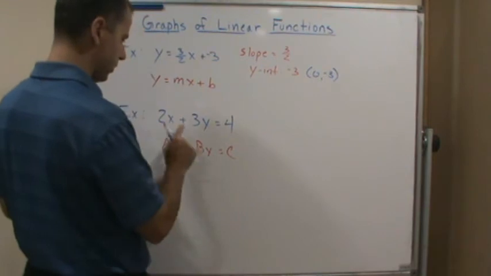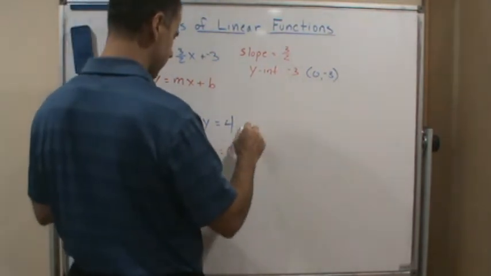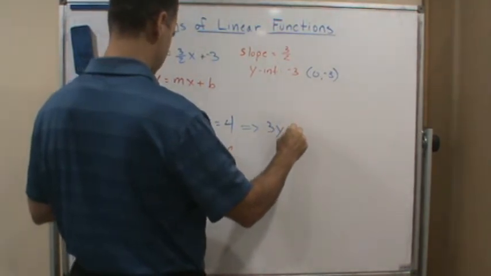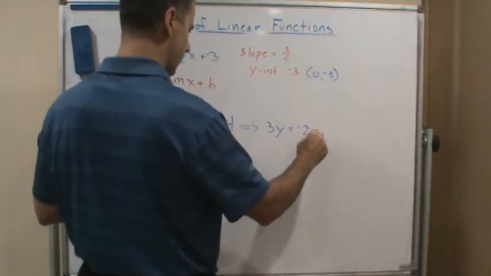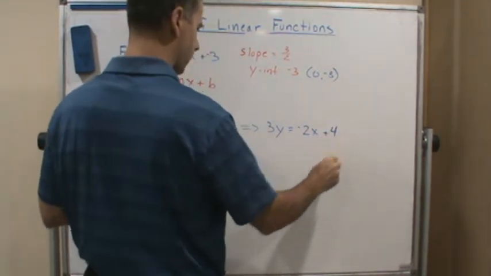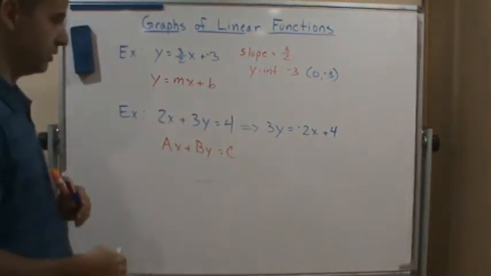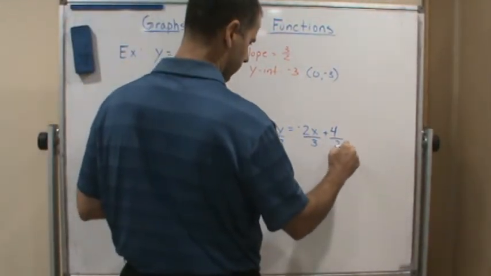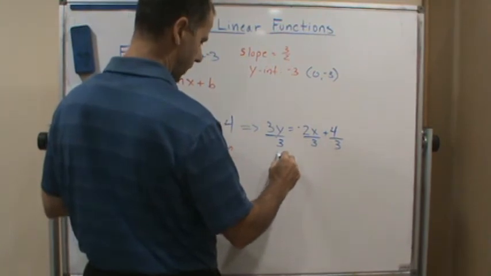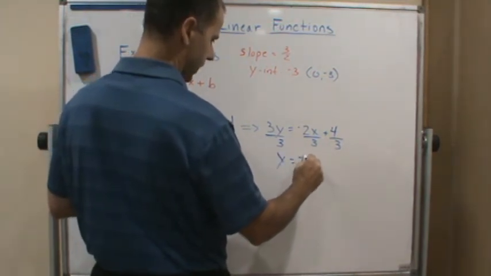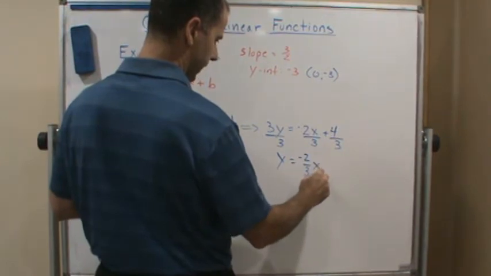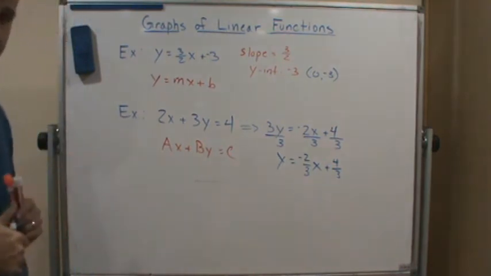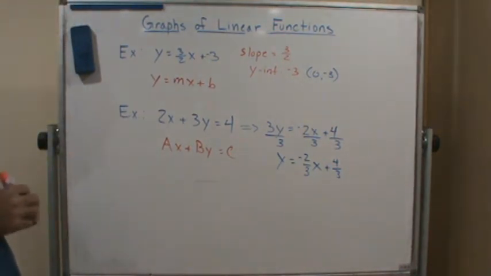So I'm going to move the x over here, so I'm going to subtract 2x from both sides. If I do that, I get 3y equals -2x plus 4. And now all I have to do is divide through by 3. And so then my answer becomes y equals -2/3 x plus 4/3. And now I can easily find my slope and my intercept.